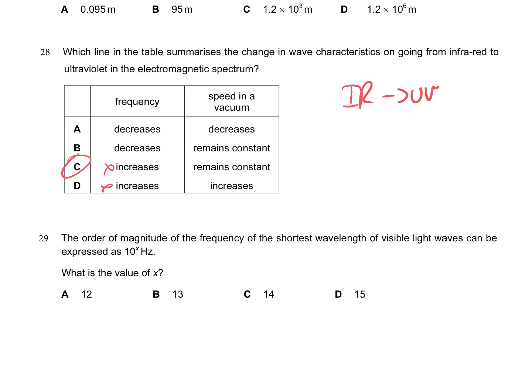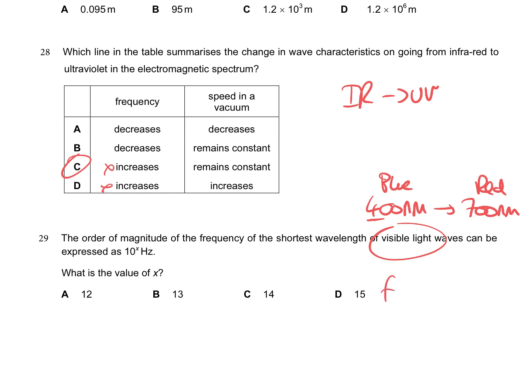So this one refers to visible light. Now hopefully you remember that visible light goes from 400 nanometers, which is blue, to 700 nanometers approximately for red. That's the visible light range. So the order of magnitude of the shortest wavelength of visible light, the shortest wavelength is blue, so 400 nanometers.